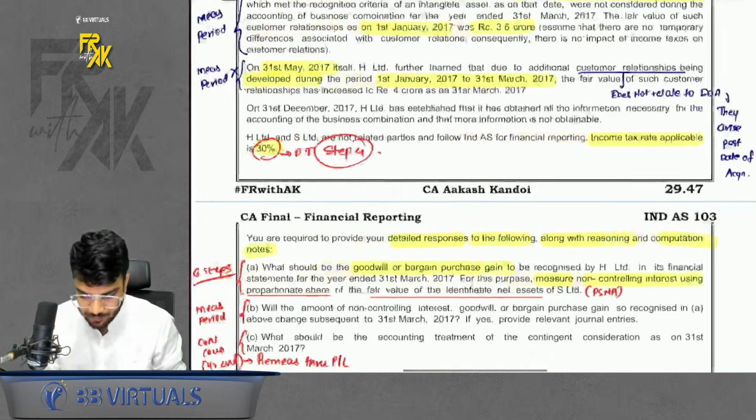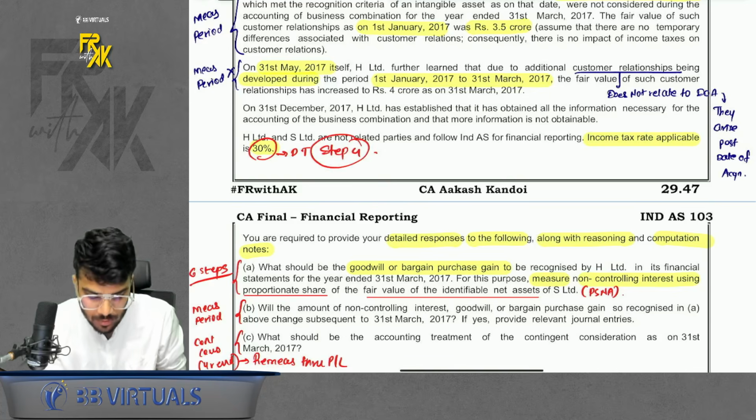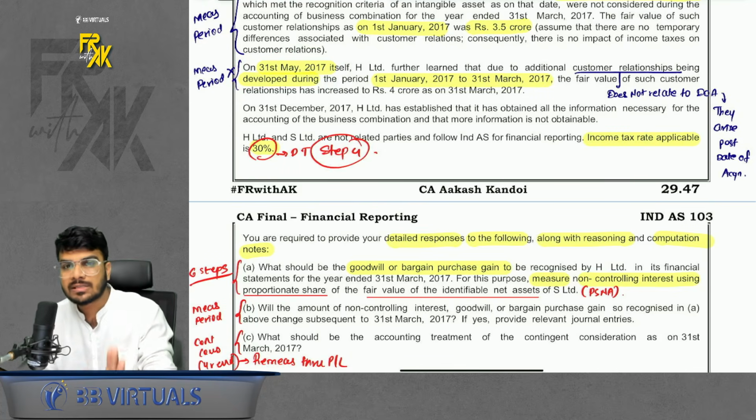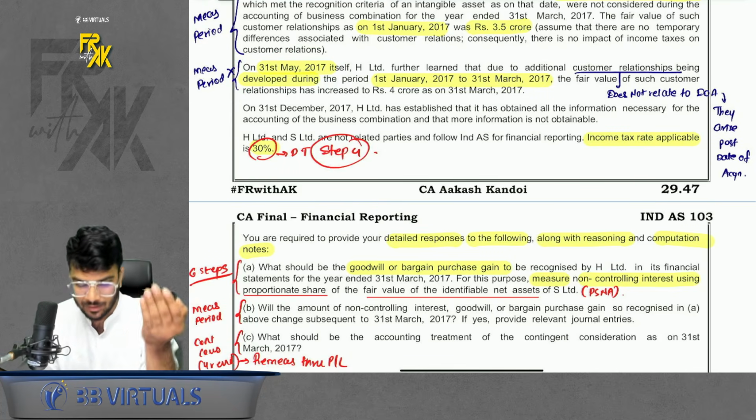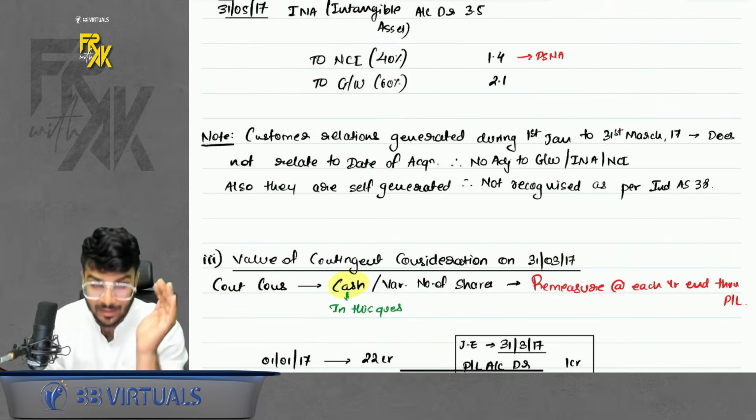Apart from this, there are also certain customer relations given. But this customer relation does not relate to the date of acquisition. They are arising after it. So that will not be adjusted against the goodwill that I have mentioned here.